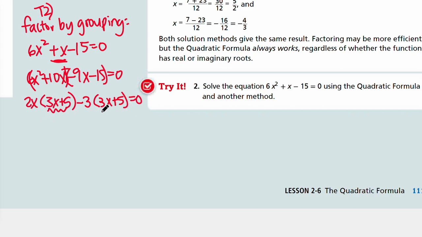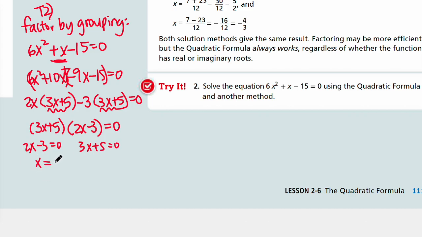Yeah, and now we see that the binomials we factored out from are the same. So we're going to factor this out. 3x plus 5 factored out, and so we have 2x minus 3 left, right? And that's equal to 0. So you're going to split this equation. 2x minus 3 is equal to 0, or 3x plus 5 is equal to 0. And if you solve for x, x is equal to 3 over 2, or x is equal to negative 5 over 3. Okay, so these are our solutions.